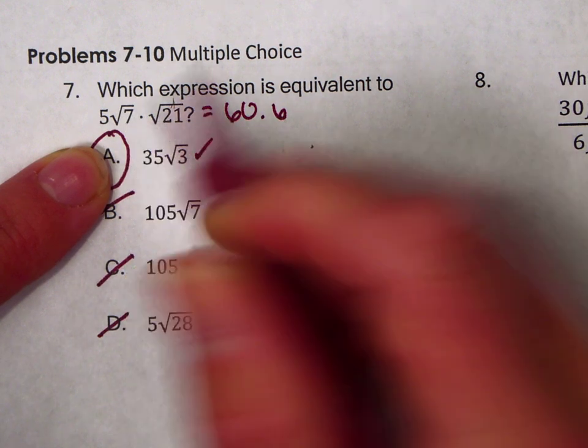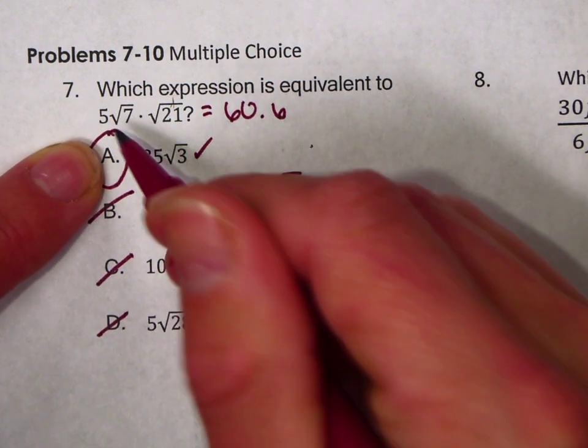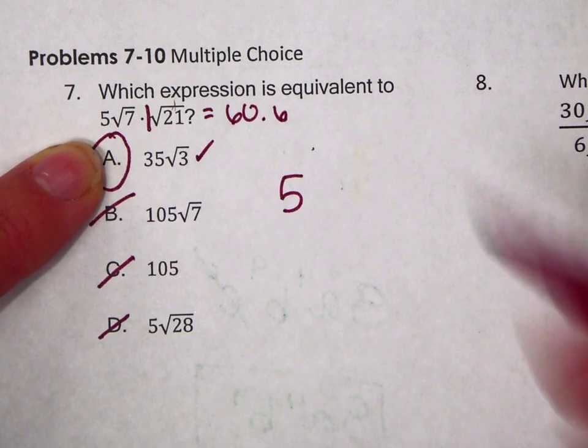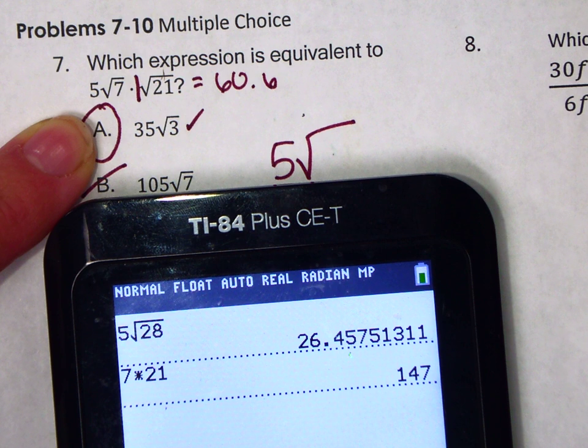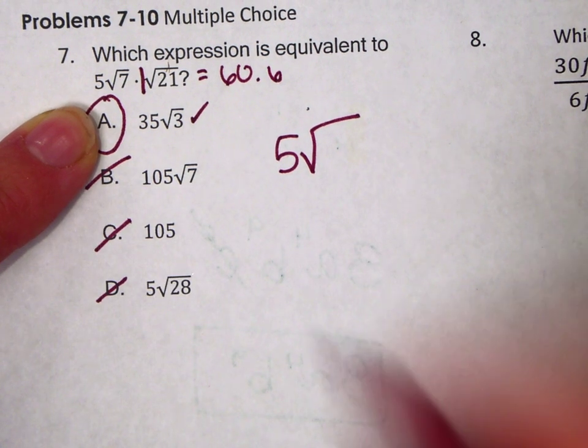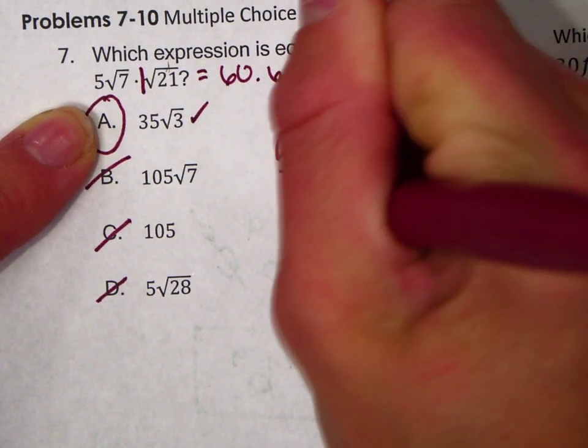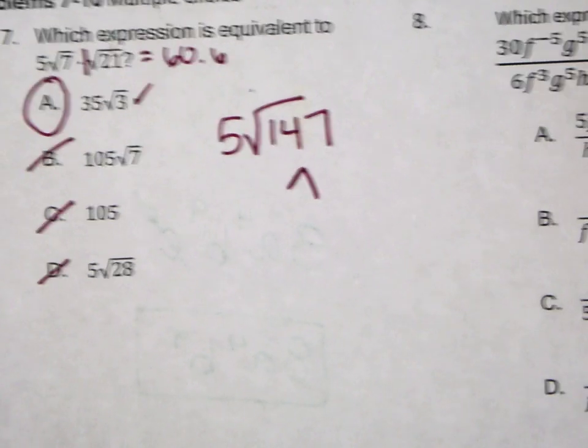When you are multiplying these guys, you multiply the outside numbers. 5 times 1, which is 5. And you're going to multiply the inside numbers. 7 times 21, which is 147. All right, and then we're going to break down 147.